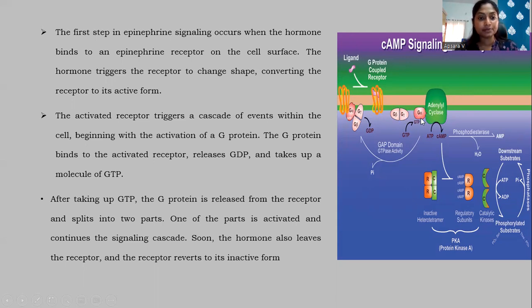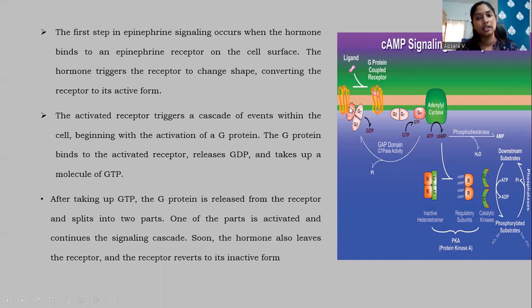After taking up the GTP, the G protein is released from the receptor and splits into two parts. Here you can see after the GTP is picked up, the G alpha, G beta, and G gamma components get split. After it splits into two parts, one part gets activated and continues the signaling cascade. Soon the hormone also leaves the receptor and the receptor reverts to its inactive form. Here the hormone is nothing but the epinephrine.